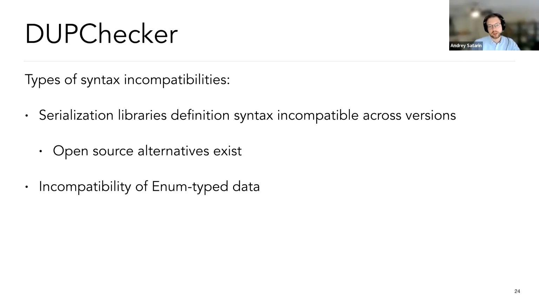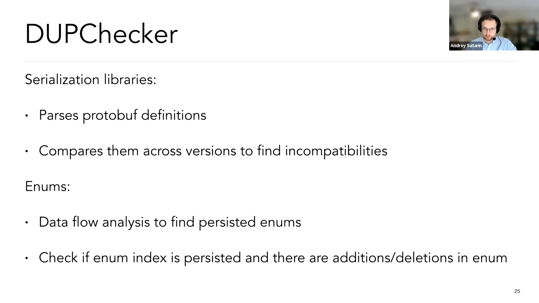So first of all is serialization libraries. They try to compare serialization syntax definitions, basically protobuf definitions of your data, across different versions, and they're all open source alternatives. They mentioned that. And the other, a little bit more elaborate approach, is enum typed data. I'll talk about both in a second.